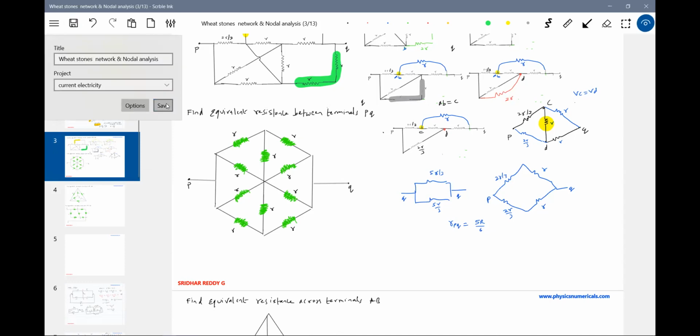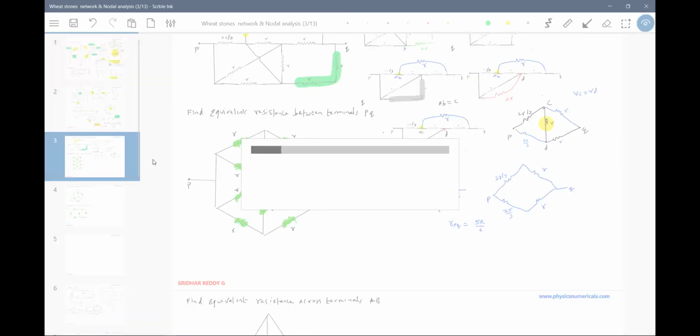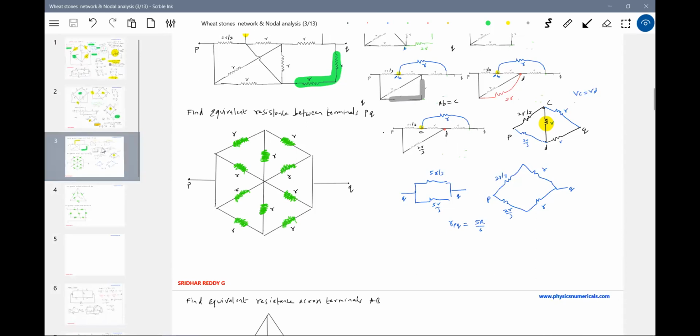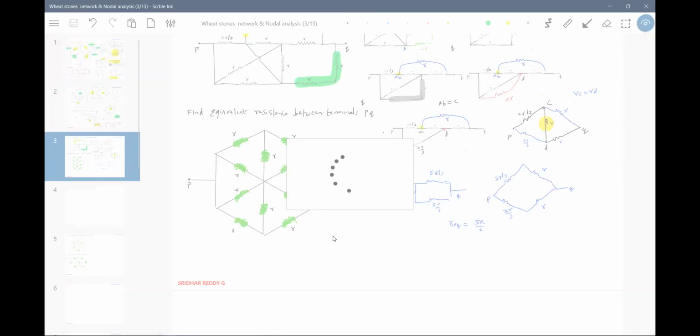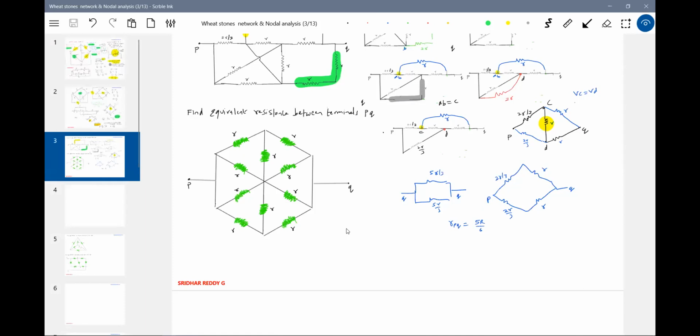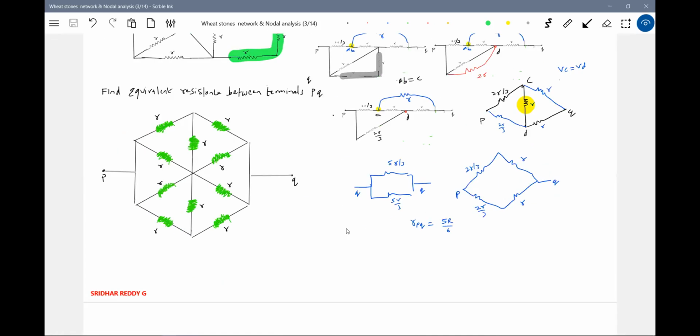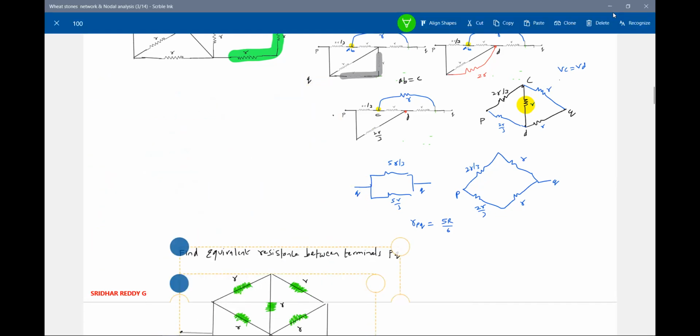Okay, we'll take similarly the next condition. I'll go to the next problem. Let me shift this to the next page.